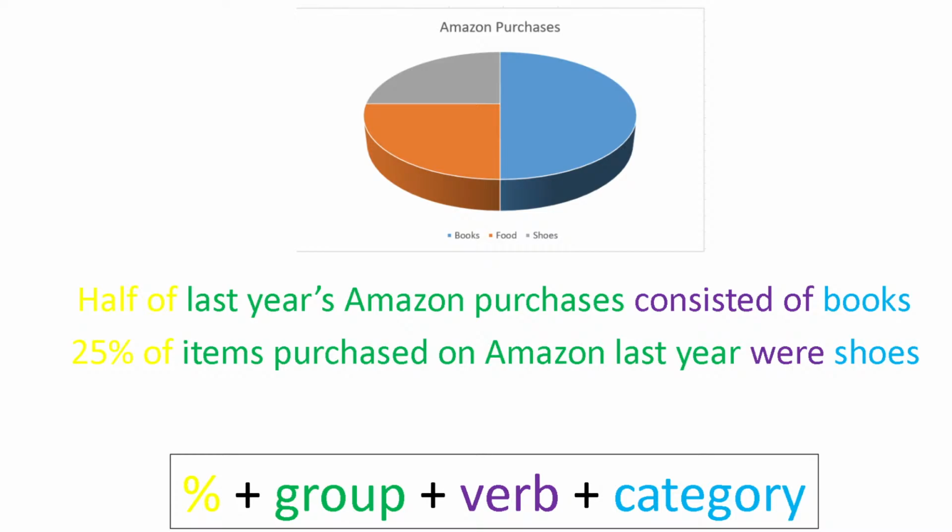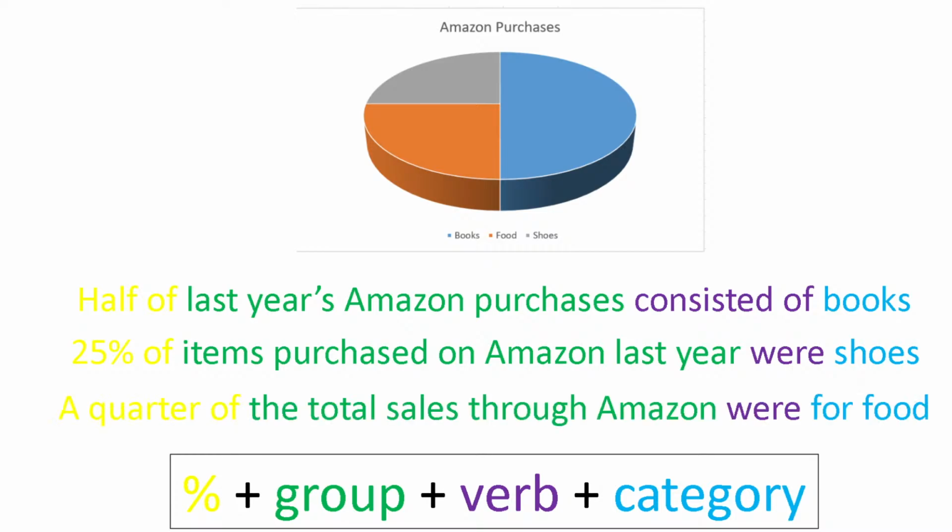It works exactly the same way. And a quarter of the total sales on Amazon were for food. So I can't quite see the last sentence at the bottom because my camera is in the way, but I'm sure that you can read it. Okay, so let's move on and look at some more examples.